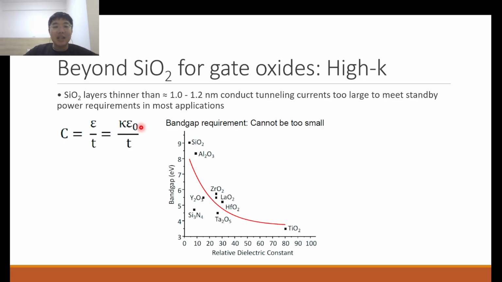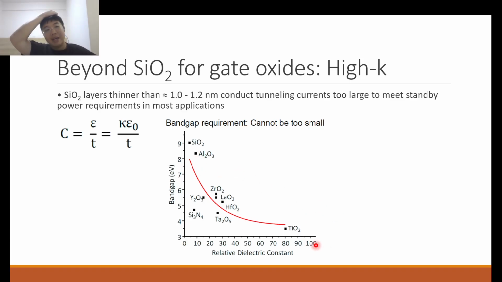So with a higher dielectric constant, we can still achieve a pretty good capacitance even with a larger thickness. And so one material that's been used is hafnium dioxide, HfO2, which has a higher dielectric constant. However, we may want to use even better materials, like tantalum or titanium dioxide. Titanium dioxide looks very tantalizing because it has a high dielectric constant. However, the problem is that oftentimes as your dielectric constant increases, your band gap decreases.